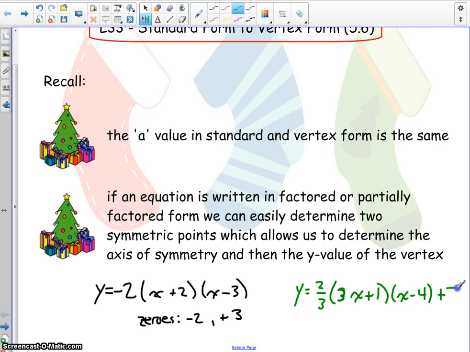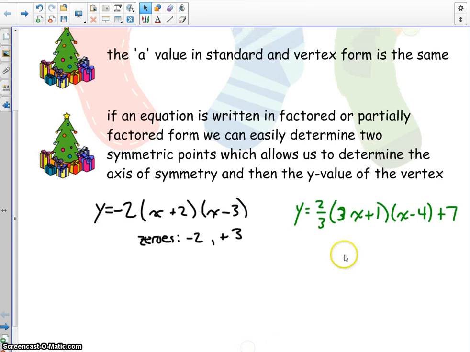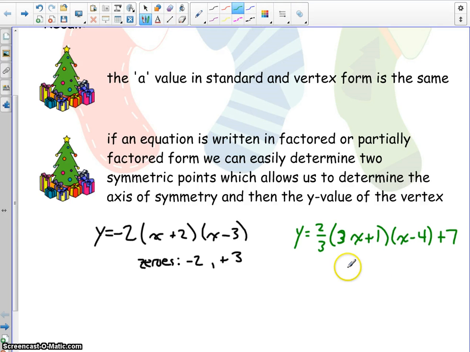Now this is partially factored form, and this doesn't give you the zeros anymore. From these factors, 3x plus 1 and x minus 4, you're going to get x values of -1/3 and 4. They're not the zeros, but they both have a y value of +7. Even though these aren't the zeros, they're still useful because you can use these two x values to find your axis of symmetry, and you can then use that axis of symmetry to find the y value of the vertex. So that's the useful part of partially factored form and factored form.